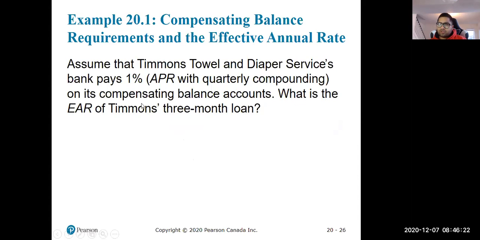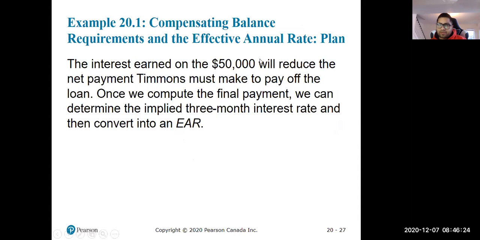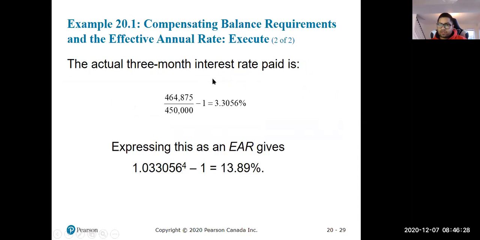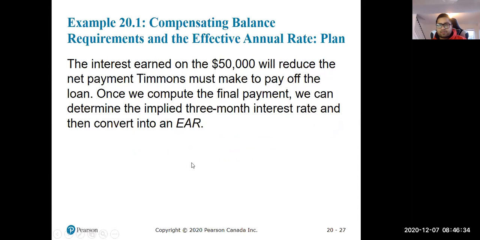So they've shown the method of calculating the effective annual rate. Once you calculate the interest charge, use the effective annual rate formula that we have used to convert it.